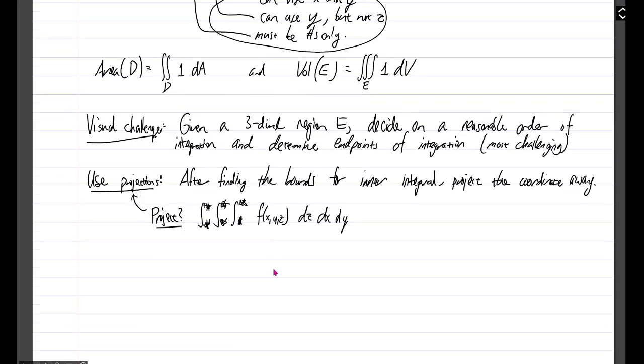Okay, so once you get the bounds for z, then what you're going to do is project in the z direction, and what that means is that in xy there's going to be a shadow, let's say, of this shape E, up here, on the xy plane.